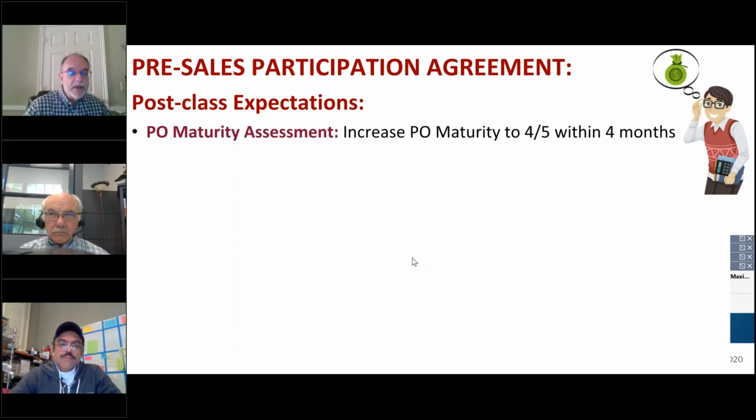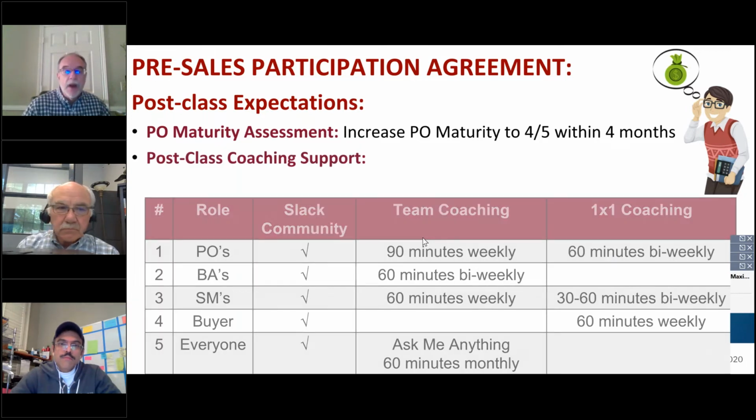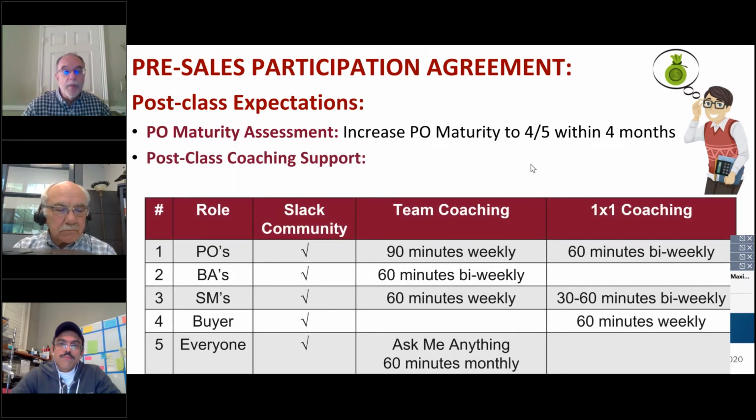So everyone got up, did a 5-minute lightning talk, and took one aspect of the class and gave the results of the experiment that they used. So our goal was to increase the PO maturity assessment to a 4 on the 1 to 5 scale within 4 months. And we did a series of post-class coaching sessions.